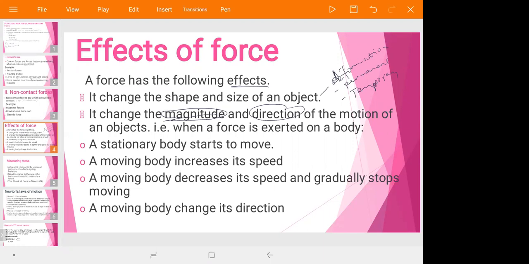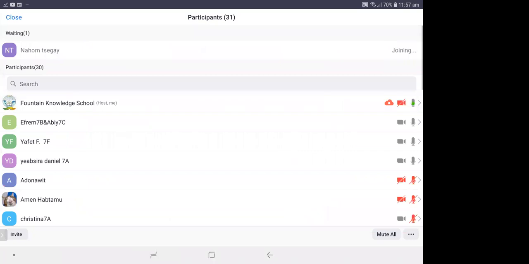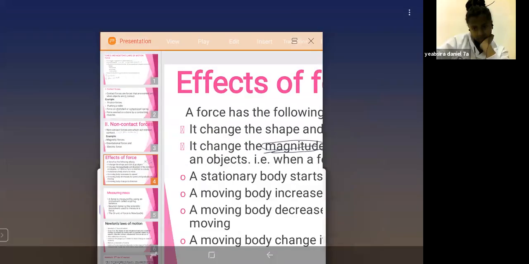A moving body can change its direction. For example, when you apply a force on a moving body, you can change its direction. If a ball comes to you with a certain speed in the north direction, you can make it go back in the south direction. Therefore, these are the effects of force.